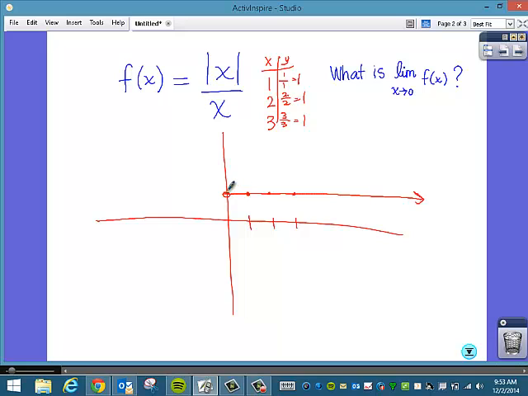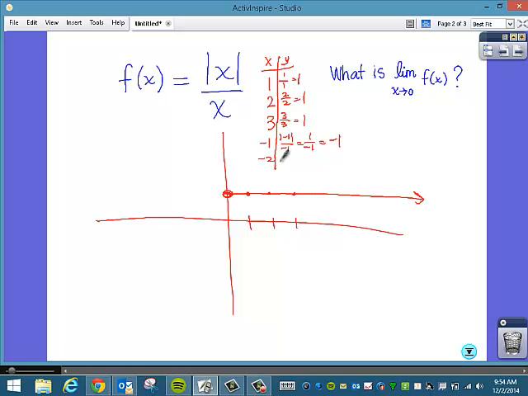I'm going to keep going this way, but at 0, I'm going to have a hole because I can't have 0 in my denominator. So this is an open circle at 0. Then let's plug in negative numbers, like negative 1. The absolute value of negative 1 over negative 1. The absolute value of negative 1 is 1, over negative 1 is negative 1.